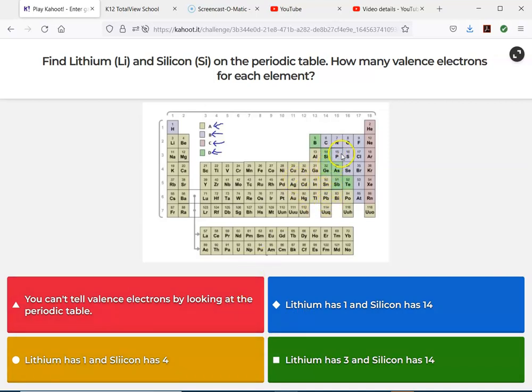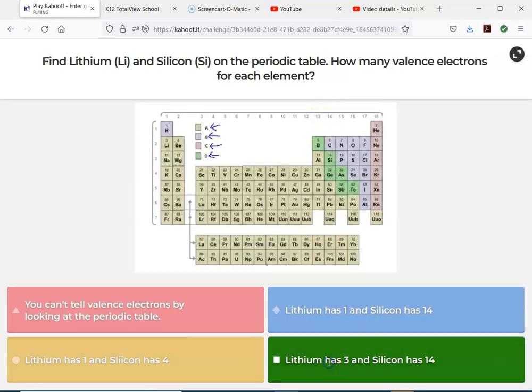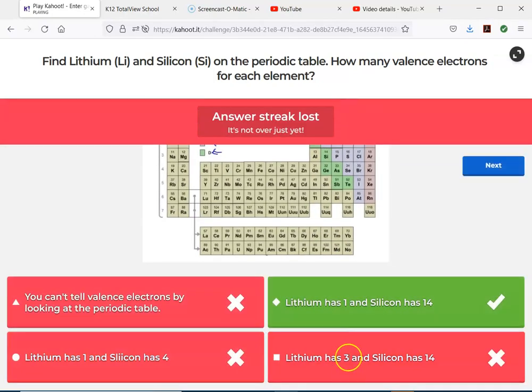And the other one is silicon, Si. It has 14 total electrons. It's in group 14, but only 4 of those 14 electrons are valence electrons, so green. Lithium has 3. Lithium has 1. Silicon has 4. Well, I obviously picked the wrong answer. I'll fix that one. Lithium has 1. Silicon has 4, not 14.